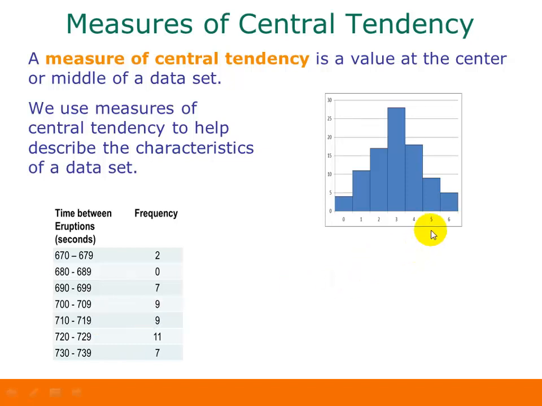Another way we can look for central tendency in a data set is to look at a histogram. This histogram shows that the class with the highest frequency is this one. And since our distribution decreases on either side of this, we would say that the center of our data set is going to be pretty close to 3.